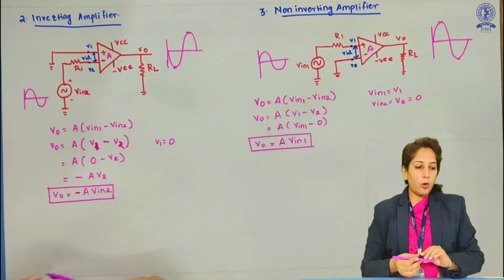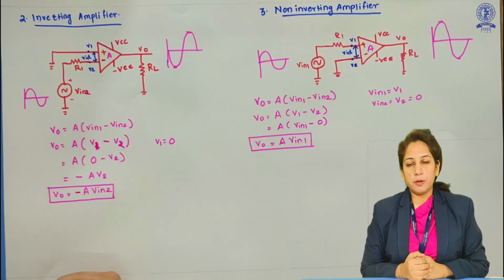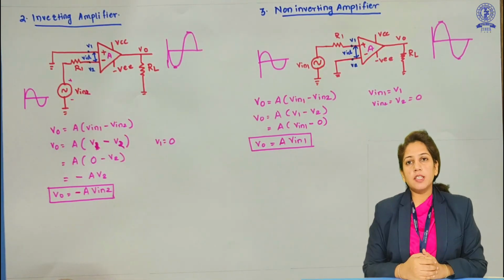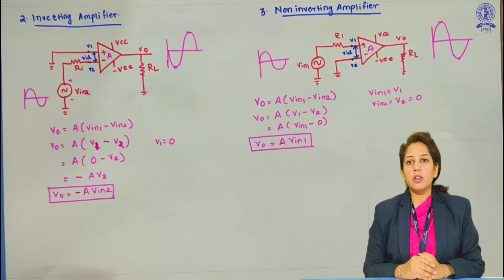So these were the three configurations of open loop operational amplifier. In the next lecture we will see the closed loop configurations for the operational amplifier, and there are 4 types of closed loop configurations. Hope you have understood this lecture.